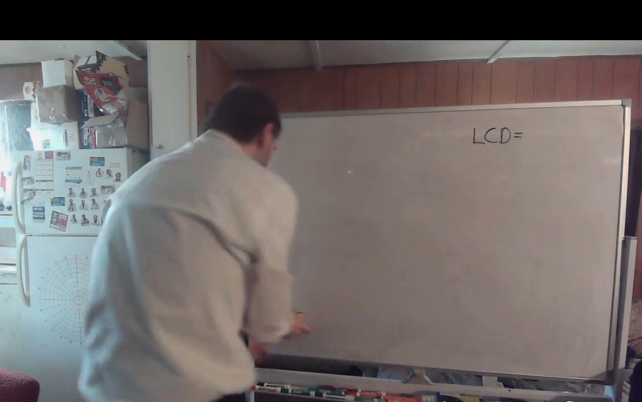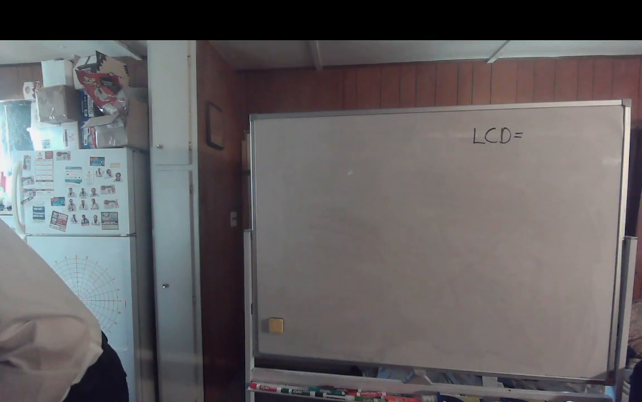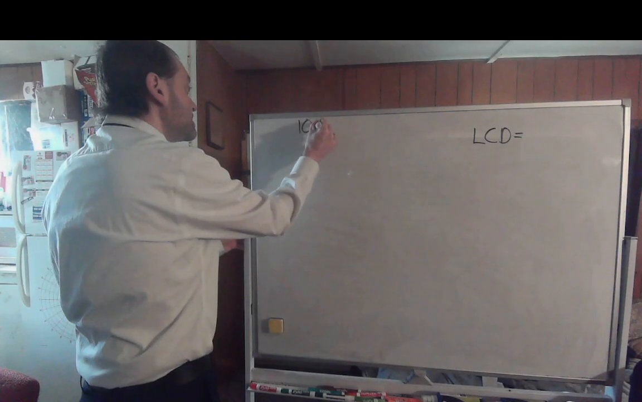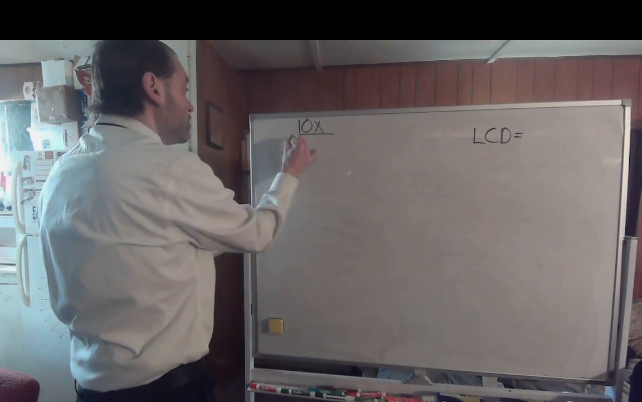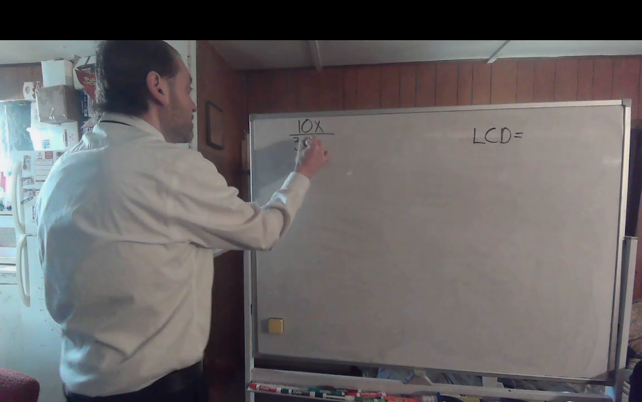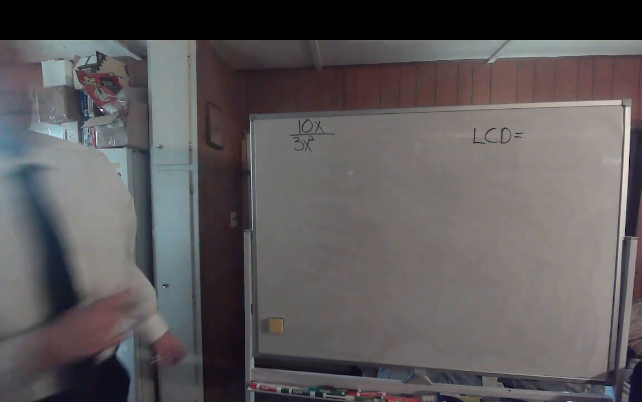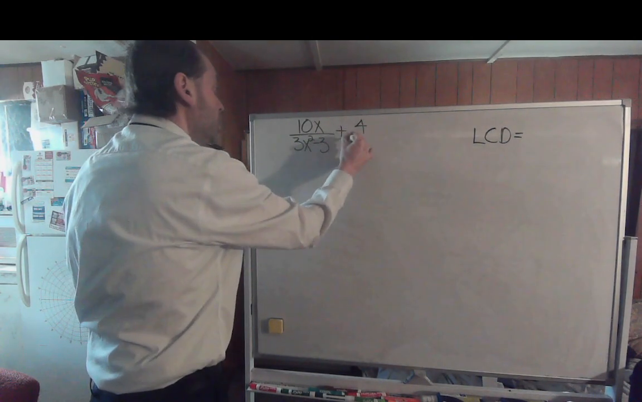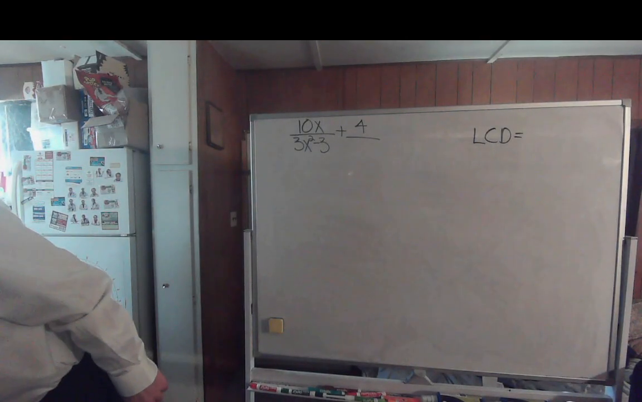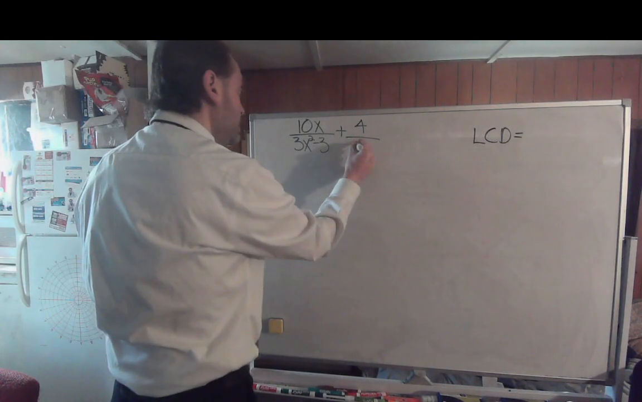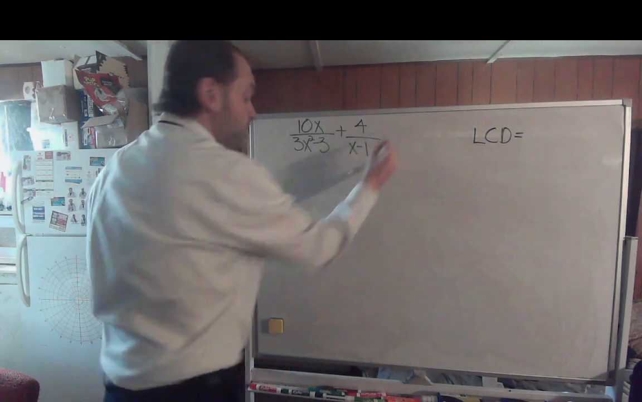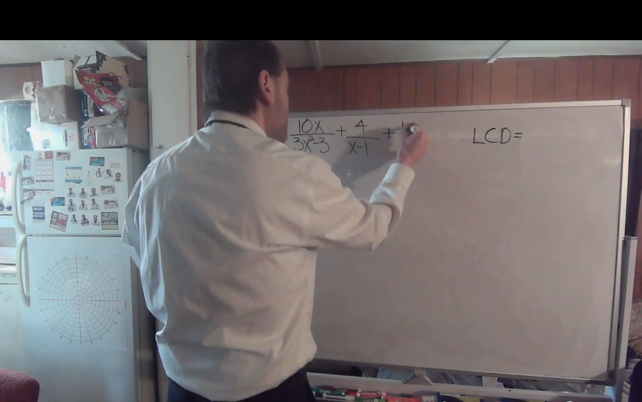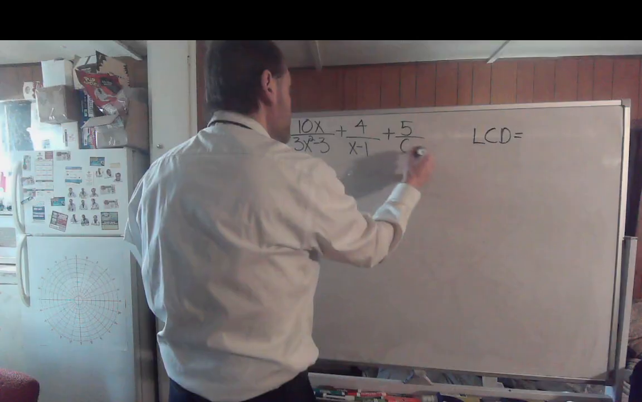All right, what's the last one look like? We have 10x over 3x squared minus 3 plus 4 all over x minus 1 plus 5 over 6x.